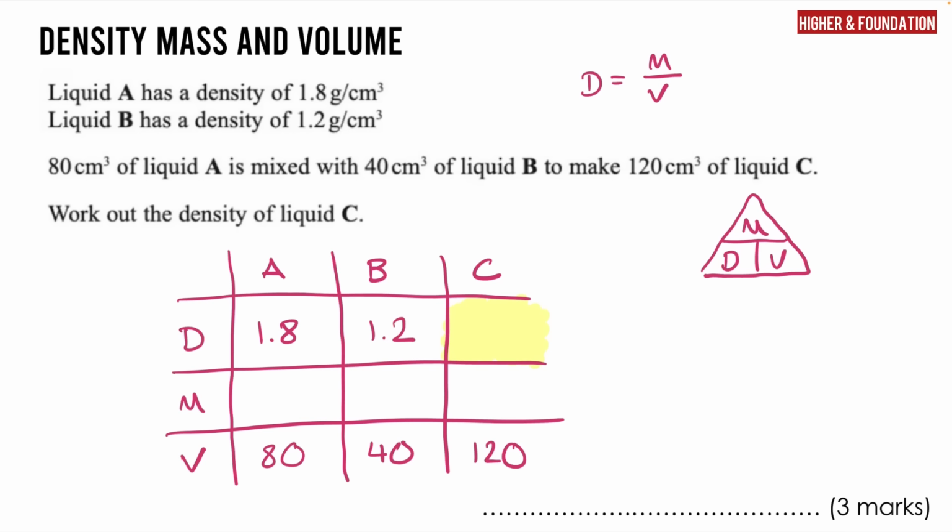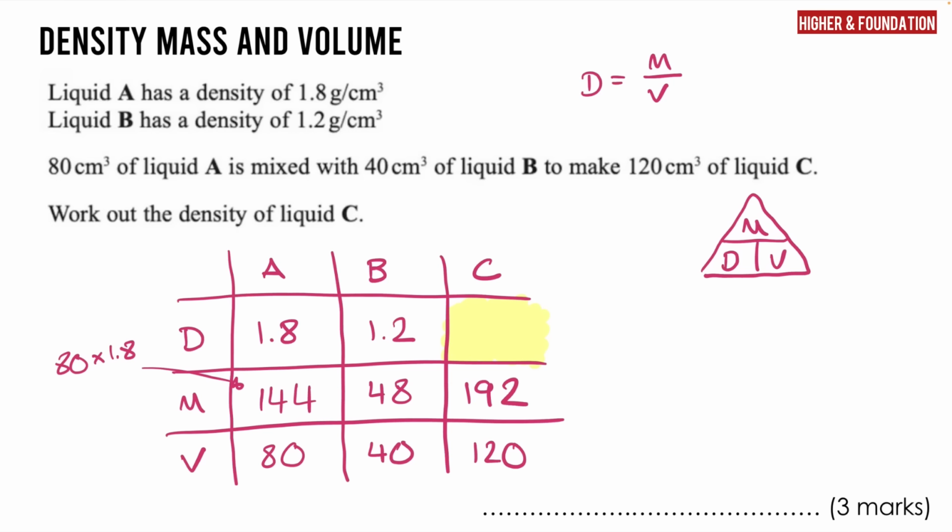And when you do this, even though we're doing it on the calculator, we want to make sure we write this working out down. How did we get this 144? We did 80 times 1.8. We're going to also do 40 multiplied by 1.2, and that gives us 48 as the mass of B. Again, I would want to show that working out to the side. And we're going to add together the masses, which gives me a total mass of 192.